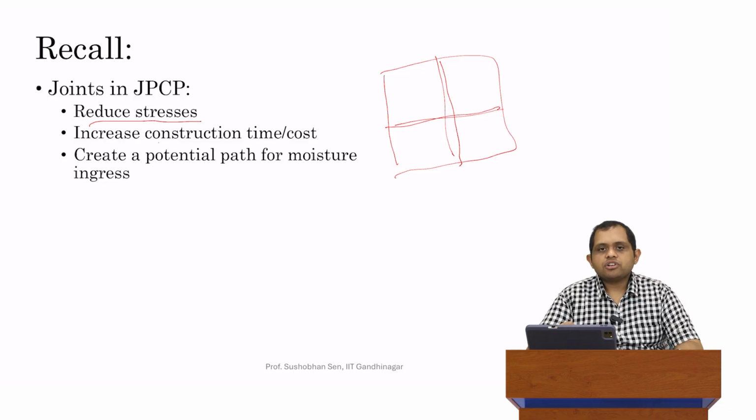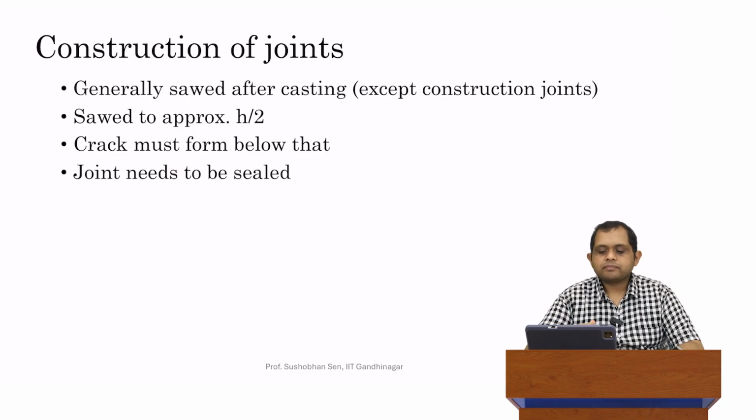So the purpose of having joints in JPCP, first and foremost, is to reduce stresses. But the result is that it leads to an increase in time and cost. So we have to think about how many joints we want. One other issue for joints, which we talked about, and which we'll also briefly discuss today, is that they also create a potential path for moisture ingress. If the joints are not sealed properly, if you don't make sure that they're perfectly waterproof, then it's possible that they provide a path for moisture to ingress from the joint into the base layer or eventually the subgrade layer. And that can cause adverse effects in terms of distresses in the JPCP section. So we'll talk a little bit about how this can be prevented today.